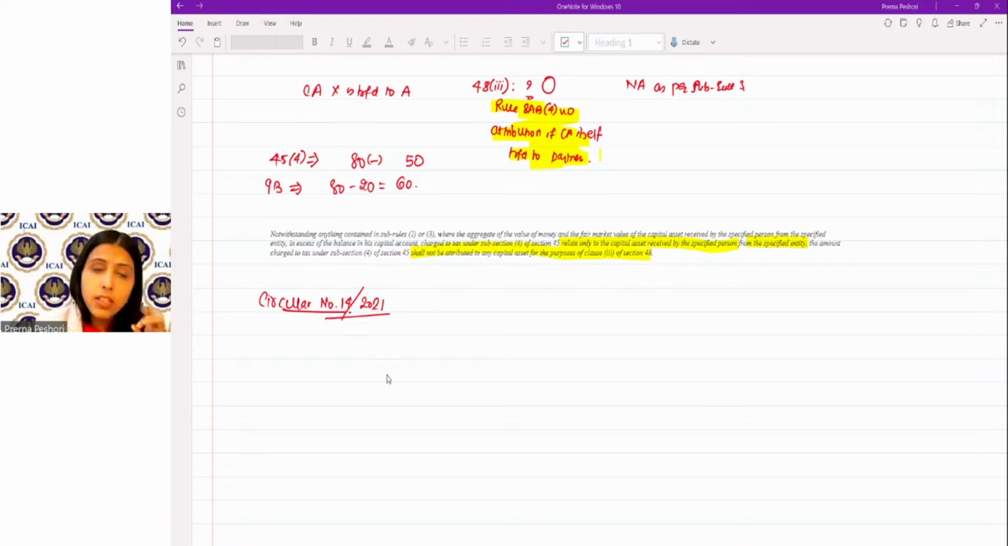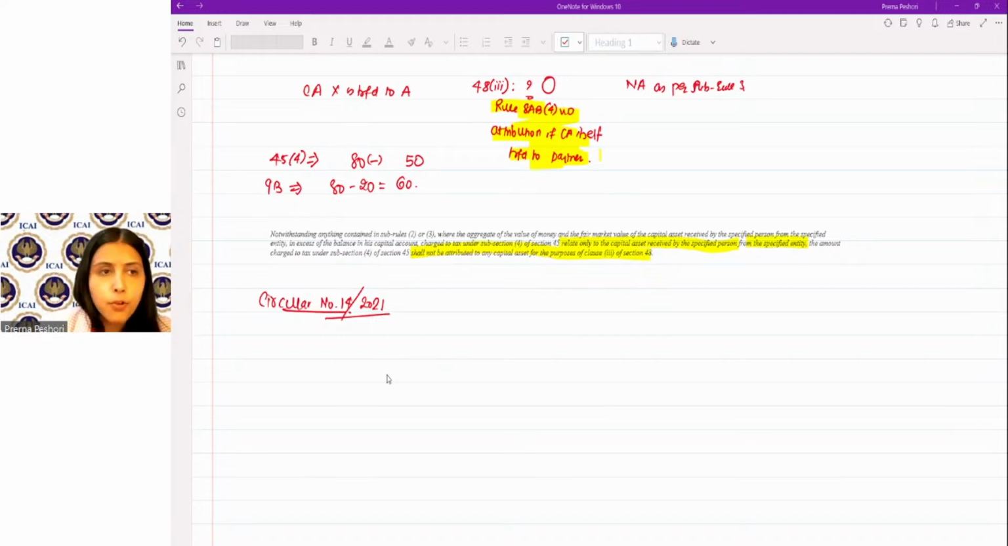Let's try and understand. Very important circular. And also this circular has a lot of examples too, which is what we are going to cover in detail, which will help you understand very, very clearly what this entire section is about. This is a very complex section. No doubt about it. Are we clear?